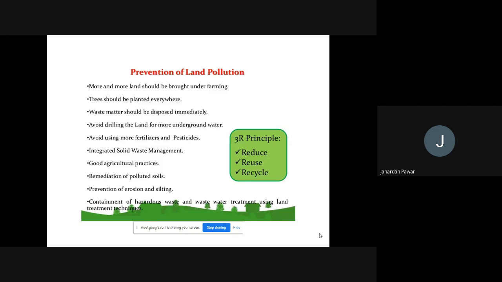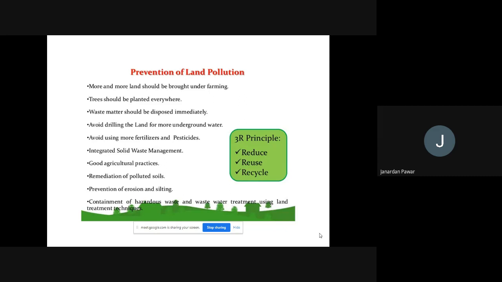Then prevention of erosion and silting. That can also be done. Preventing silting and erosion is a way of protecting land from pollution. Then containment of hazardous waste and wastewater treatment using land treatment techniques. So if you want to protect land from hazardous water and hazardous waste, there is a treatment called wastewater treatment using land treatment techniques. Those techniques should be used to prevent land from pollution.